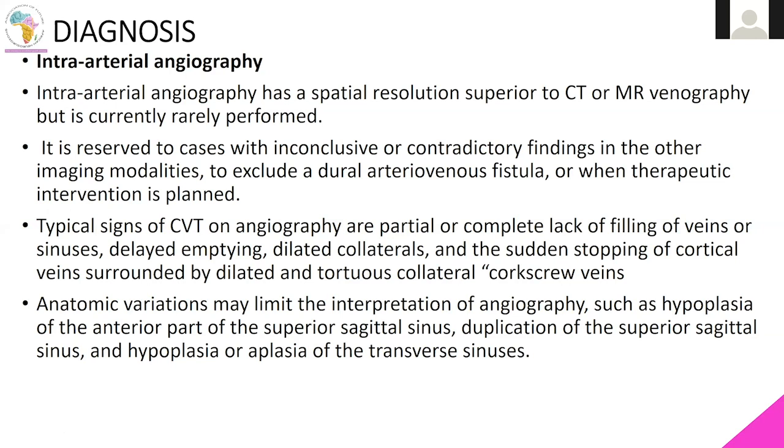Typical signs of CVT on angiography are partial or complete lack of filling of veins or sinuses, delayed emptying, dilated collaterals, and the sudden dropping of cortical veins surrounded by dilated and tortuous collaterals, which are also called corkscrew veins. Anatomic variations may limit the interpretation of angiography, such as hypoplasia of the anterior part of the superior sagittal sinus, duplication of the superior sagittal sinus, and hypoplasia or aplasia of the transverse sinus.